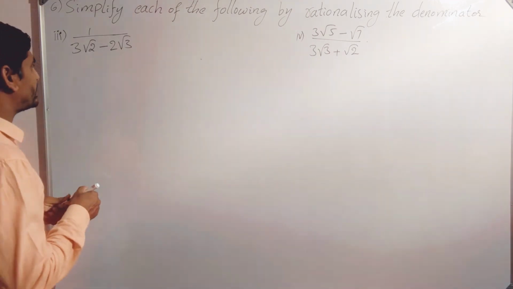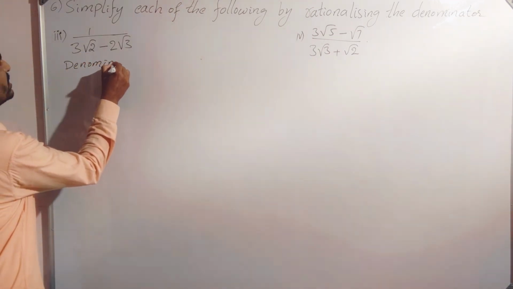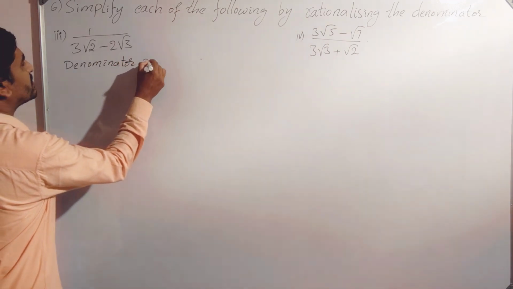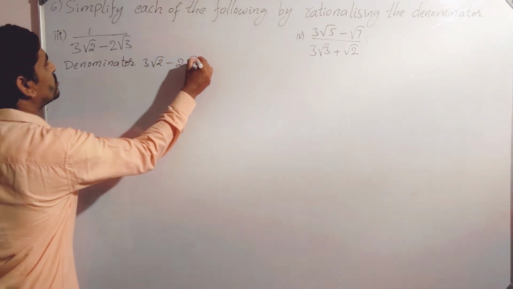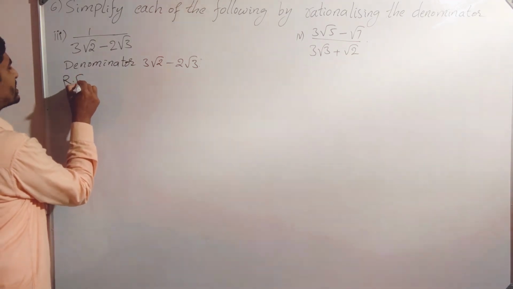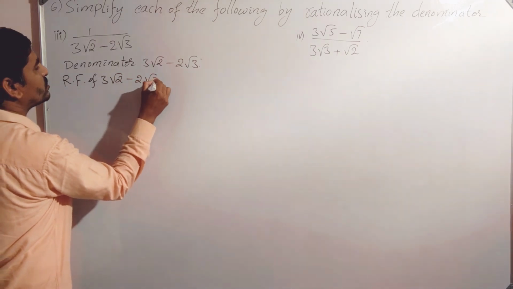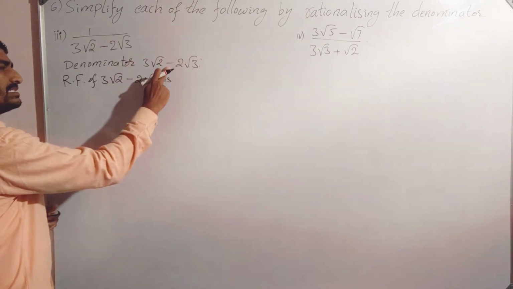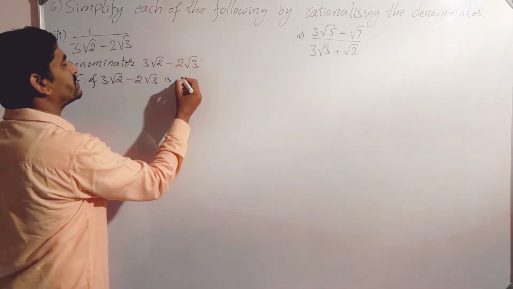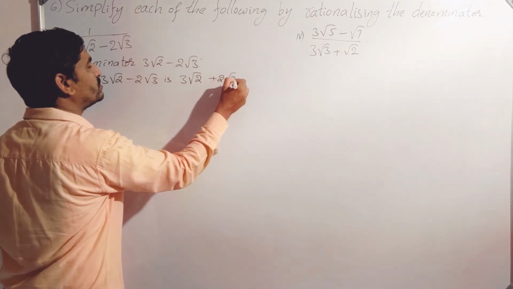So, the rationalizing factor. What is the denominator? The denominator is 3 root 2 minus 2 root 3. This should be rationalized. The rationalizing factor of 3 root 2 minus 2 root 3: here minus is there, so that becomes a plus. The rationalizing factor is 3 root 2 plus 2 root 3.